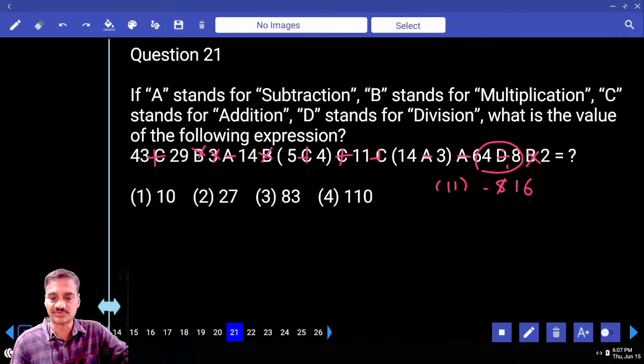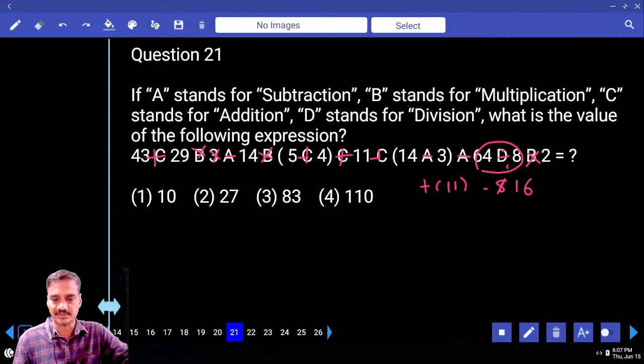Then next one, C stands for what? Addition. Now plus. Here there is one more addition. Now 11 is added to what? 5 plus 4 is 9. And this 9 is multiplied with how much? 14. And 14 into 9.